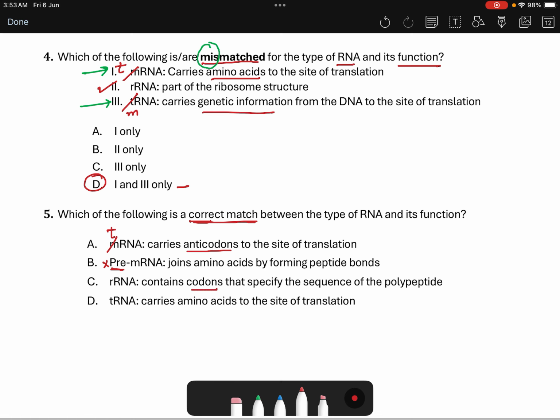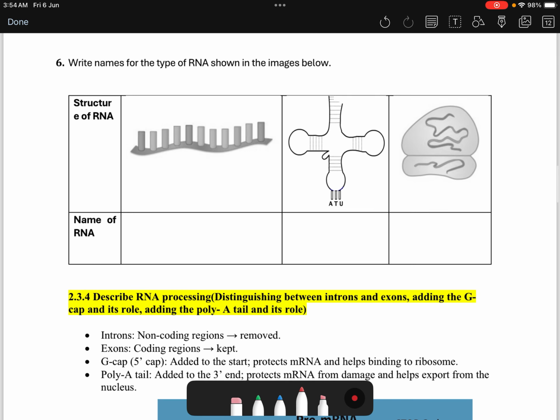rRNA contains codons. No, this is mRNA that contains codons. And tRNA carries amino acids to the site of translation. Yes, that's the only one correct over here. Moving to the next now.